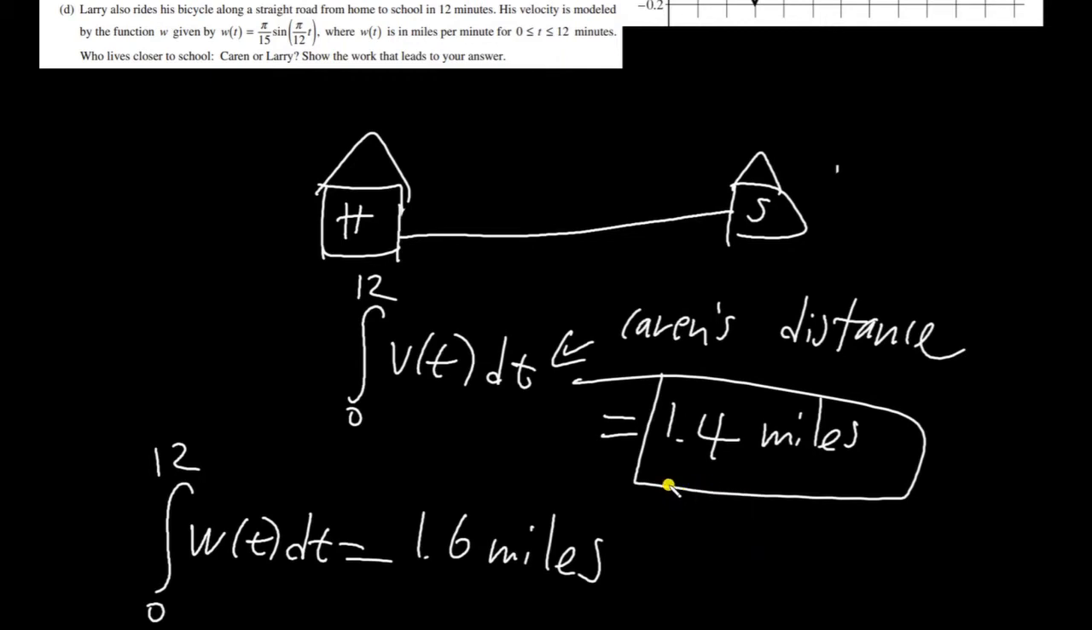Alright? This was a 3-point question. 1 point for Larry's integral, 1 point for Larry's answer, 1 point for Karen's answer, and the correct explanation that Karen lives closer to school because her distance is less. That concludes the first question.